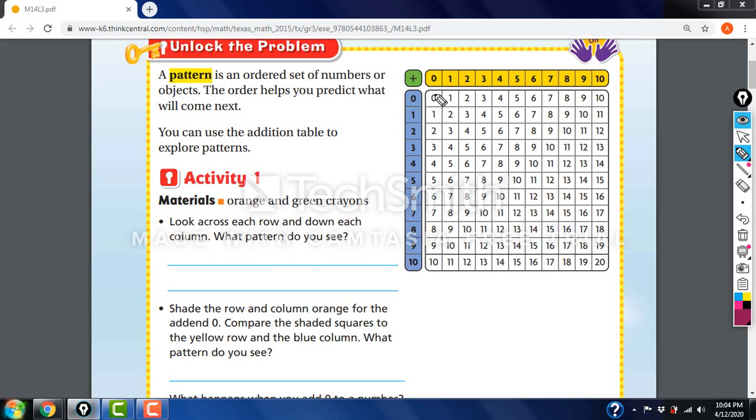Look across each row. What patterns do you see? Look down each column. What pattern do you see? Write your answer here. Well, what pattern do you see? Well, 1, 2, it's counting. You're just adding 1. 1, 2, 3, 4. Everywhere you go, 1, 10, 11, 12. You're adding 1. So that's what pattern do you see? It's add 1.